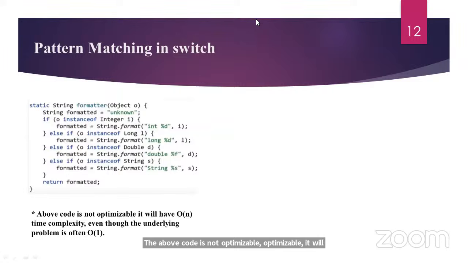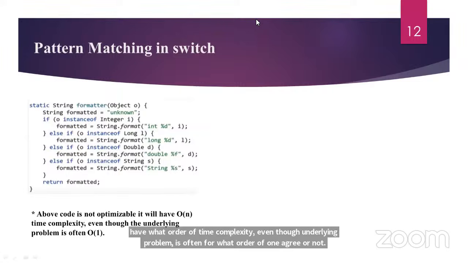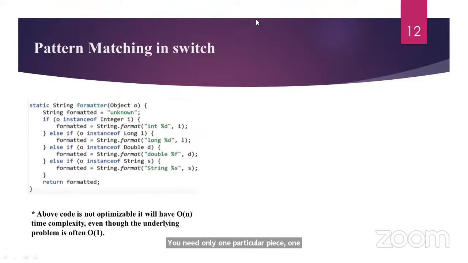You need only one particular block of code to be executed, guys. But the program is tracing each and every condition, so it is order of n. Understand?